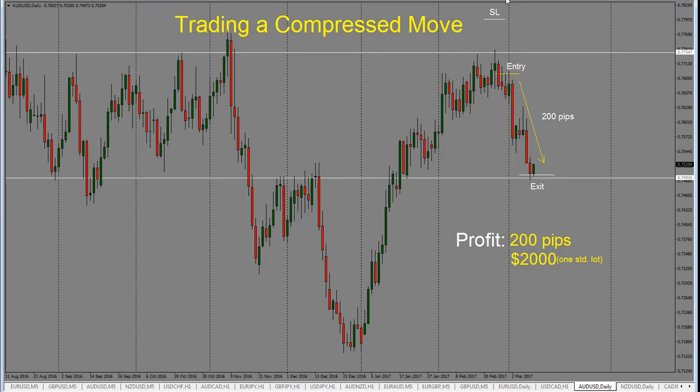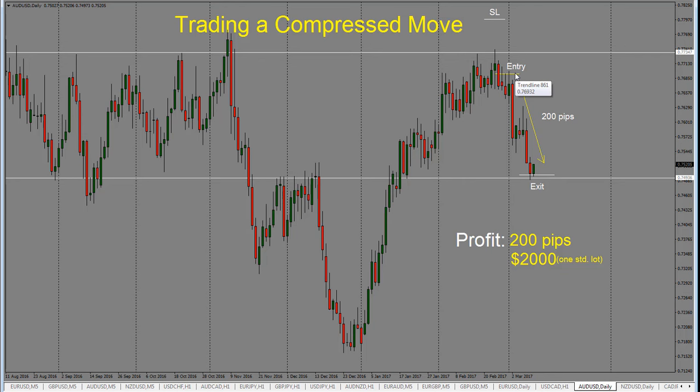Our stop loss in this case needs to go way up there because we do have this next high which price could go to and try out. So we want to make sure our stop is far enough away that we don't get stopped out of this trade and then the price goes in our direction.